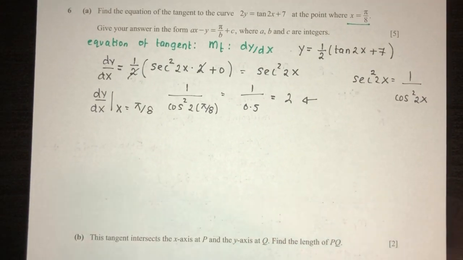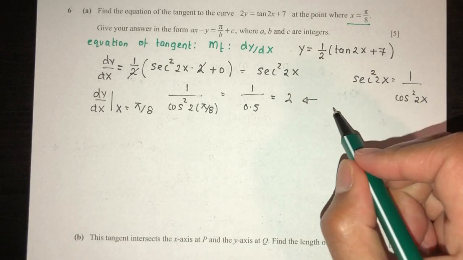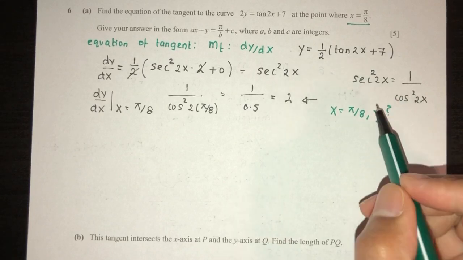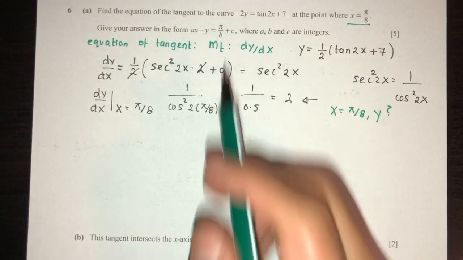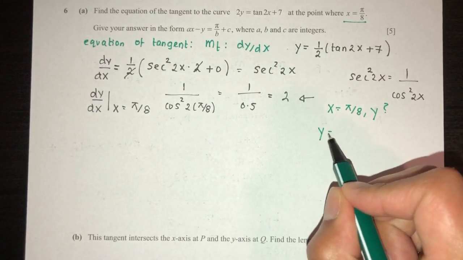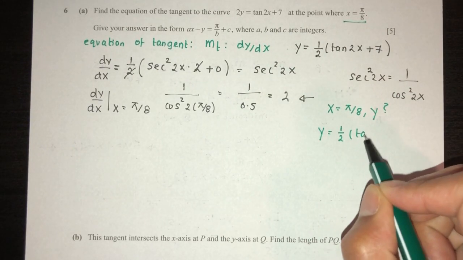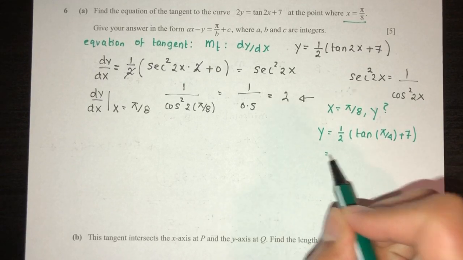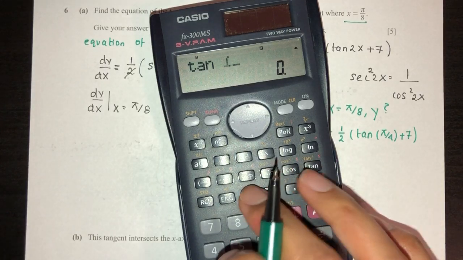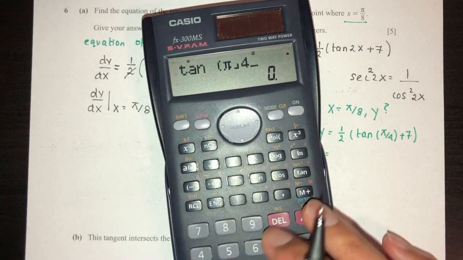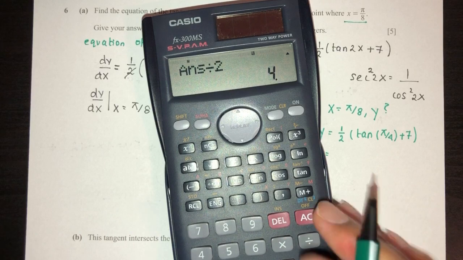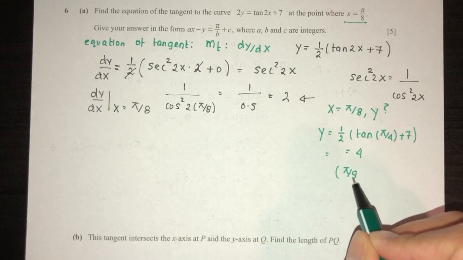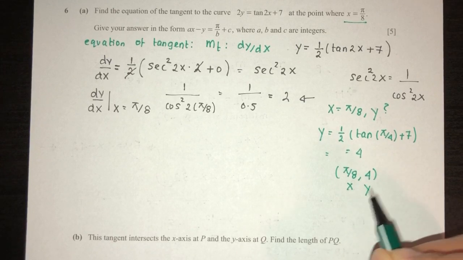So we have to find the equation. Now, we know the x point is given by pi by 8. Now, what is the y point? We have to replace this back in your main equation. Here, right hand, so y is equal to half of tan pi by 4 plus 7. So let's do that: tan pi by 4 plus 7, divided by 2, that should be 4. So the passing point will be pi by 8 and 4. That is your x and y.